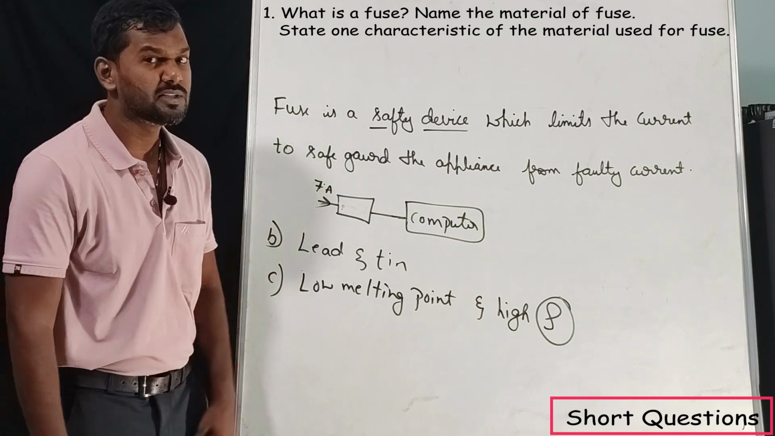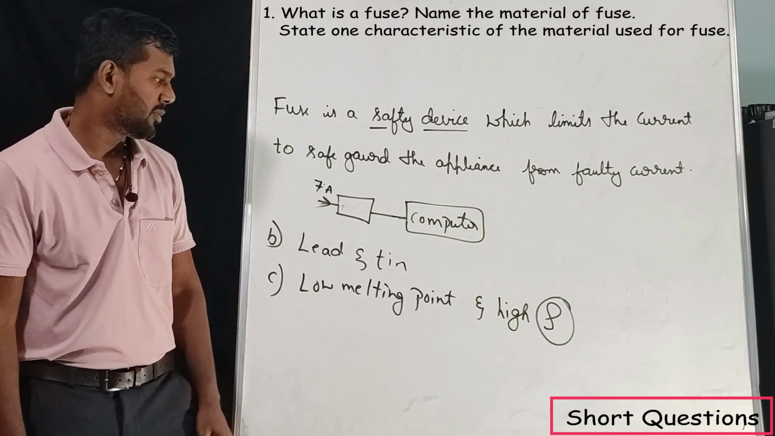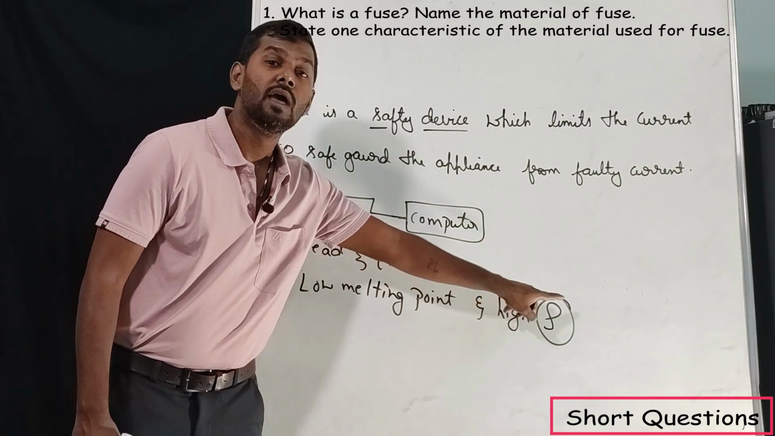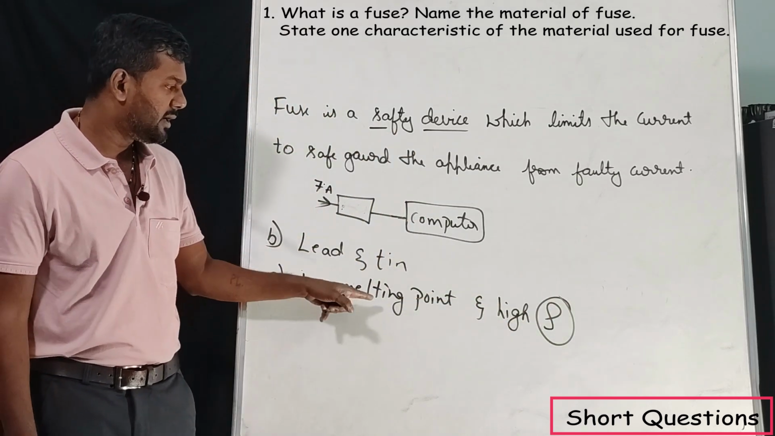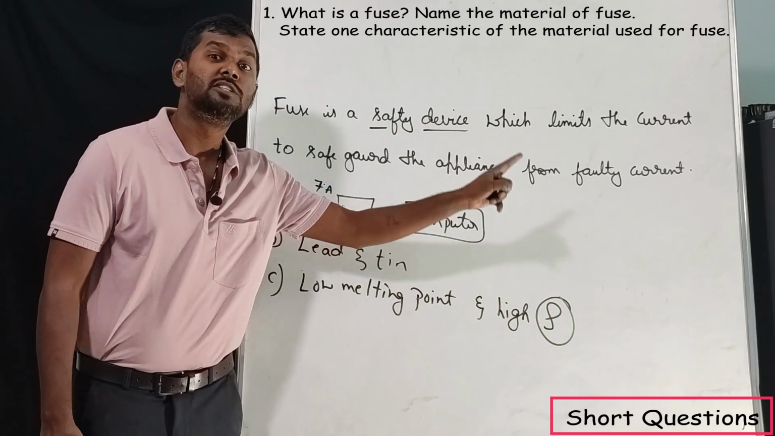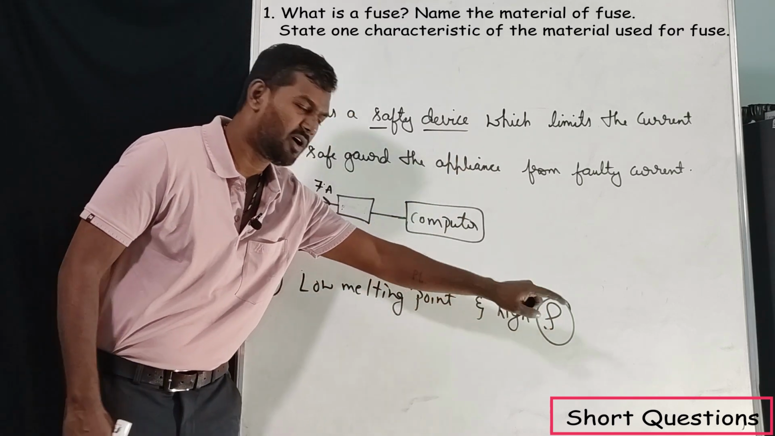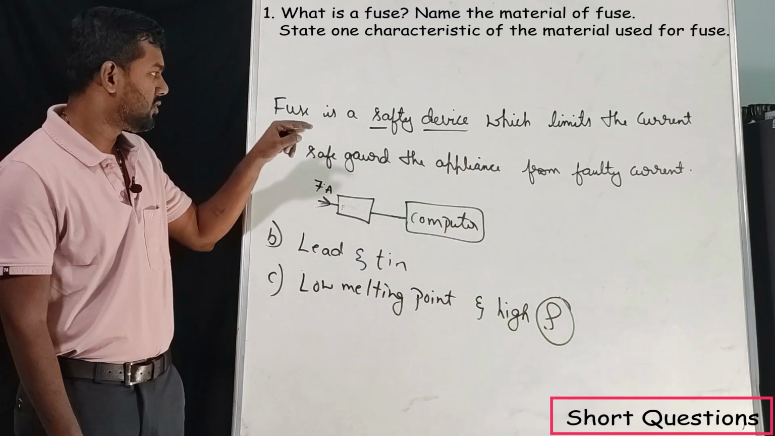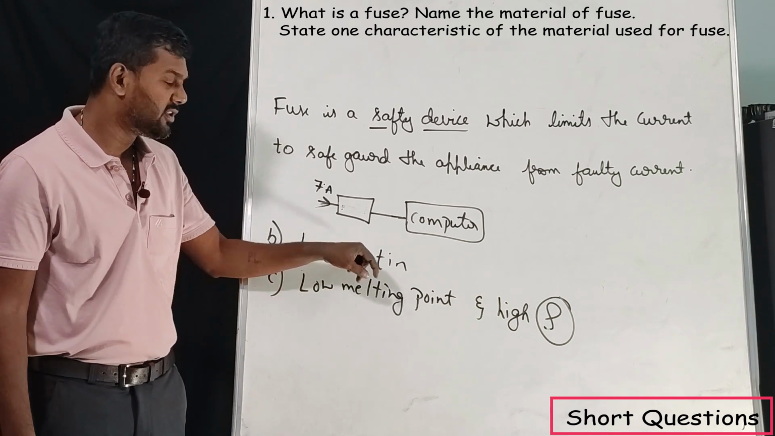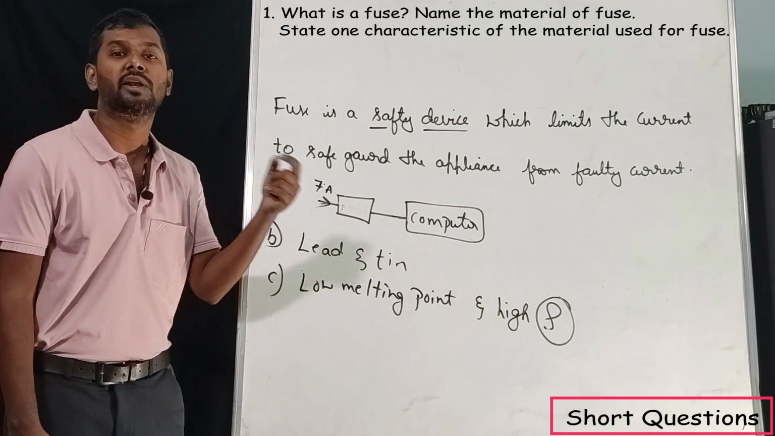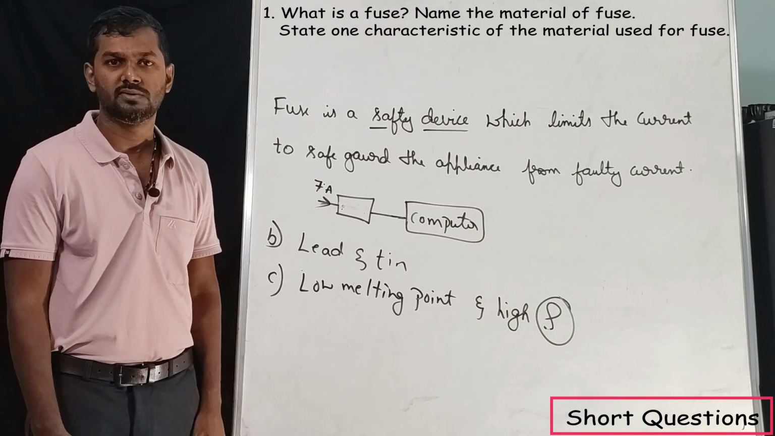And high specific resistance. What is this symbol? This we have learned in the electricity chapter, right? So it should have low melting point and high specific resistance. This is the symbol for specific resistance. So: the definition, the material, and the nature of this material, why we have to use only this material, that is the reason for this one.